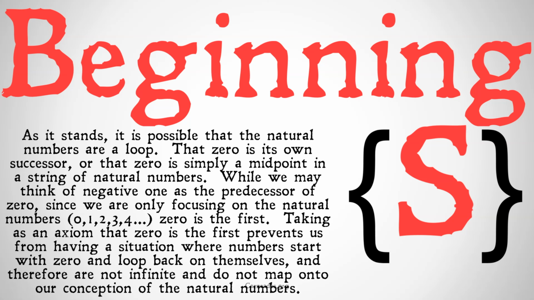Well, we may think of negative one as the predecessor of zero, because we're only focusing on the natural numbers right now. Zero is the first. And so zero cannot have any predecessor. Taking as an axiom that zero is the first prevents us from having a situation where numbers start with zero and loop back on themselves, and therefore are not infinite and don't map onto our conception of the natural numbers.